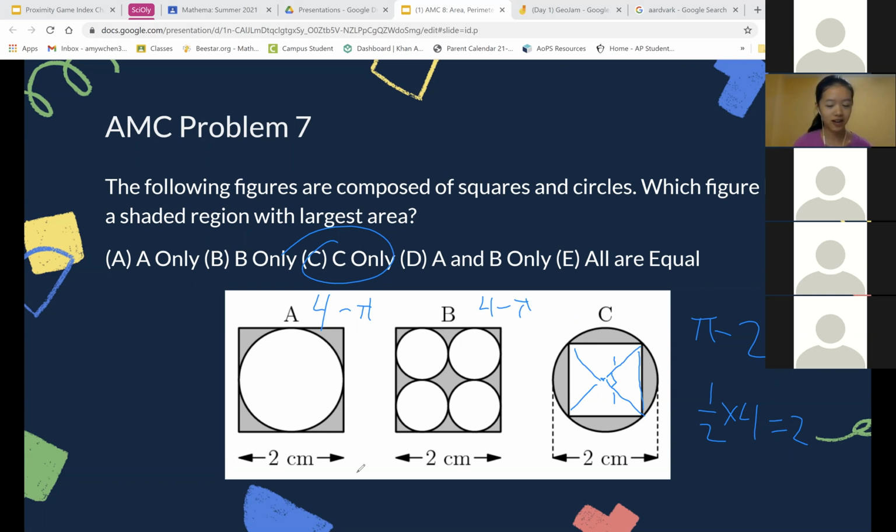Someone got E. How'd you get E? C would have an area that's greater than A and B. I mean, you might think they're equal, but they're actually not. Yeah, okay. Are there questions about this?